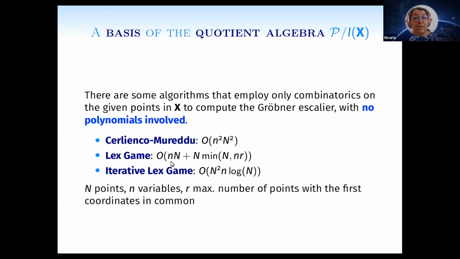The best complexity is attained by the Lex game, this algorithm here that bases the complexity on the usual number of points and number of variables, but also by this r, that is the maximal number of points with the first coordinates in common, and then they fork. But the problem of the Lex game is that it is not iterative on the points, and this makes this algorithm not the most suitable one for our specific problem.